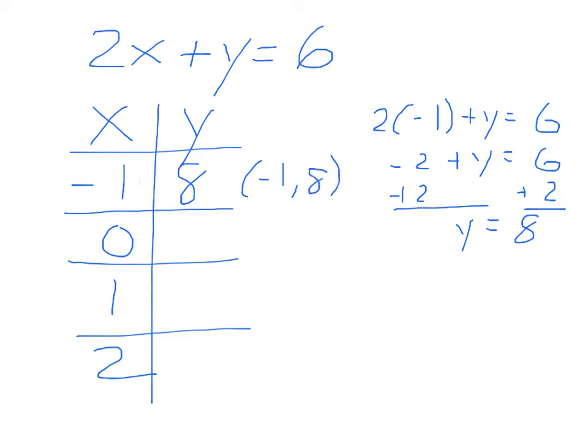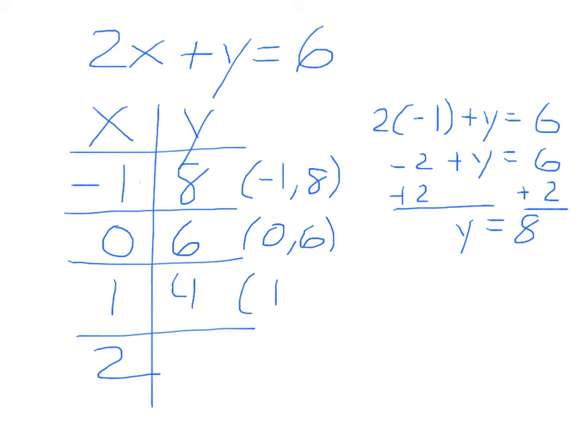Would you try the next 3 on your own? If you did this correctly, you would have found that 0 paired with 6, so I get 0, 6. 1 would pair with 4, so I would get 1, 4. And 2 would pair with 2, so I would get 2, 2. And those are 4 possible solutions.